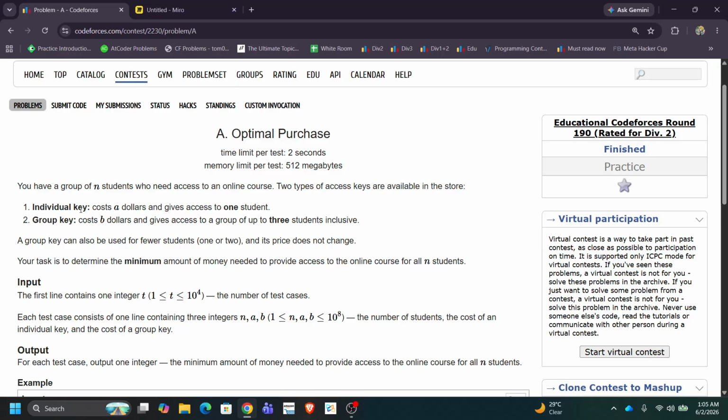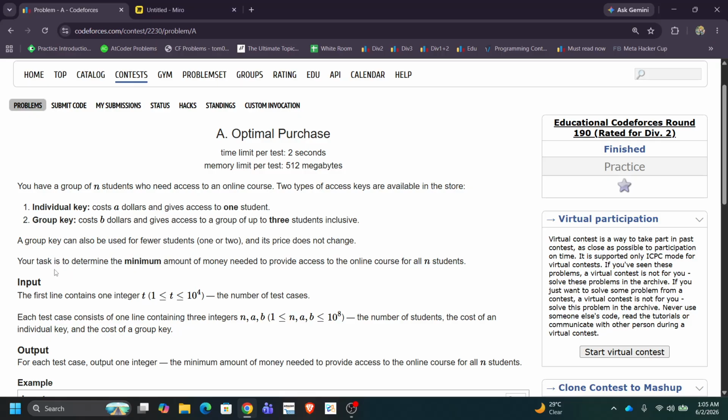First one is the individual key, which costs $a and it gives access to one student. And the second one is the group key. It costs $b and it's a package, so 3 students can have it for $b. But a group key can also be used for fewer students. Let's say if you are only one student, you can also buy the course using the group key.